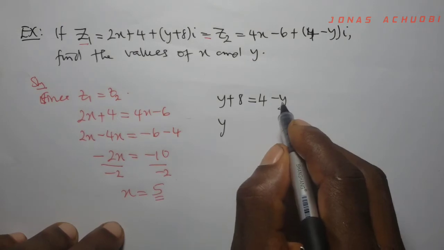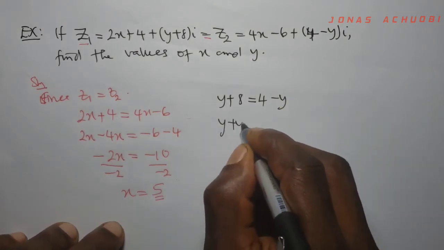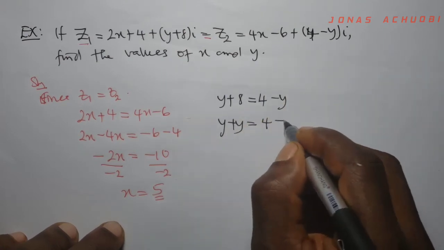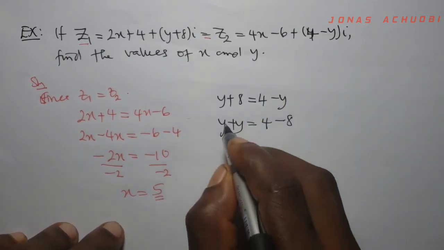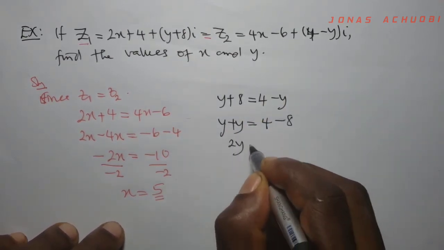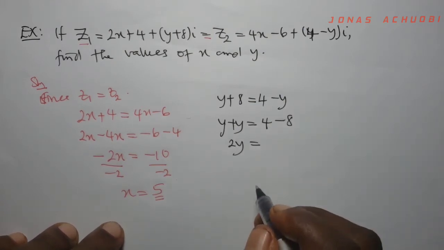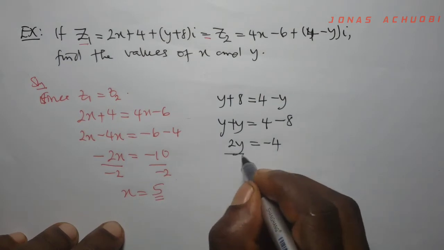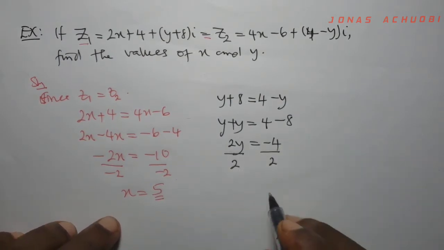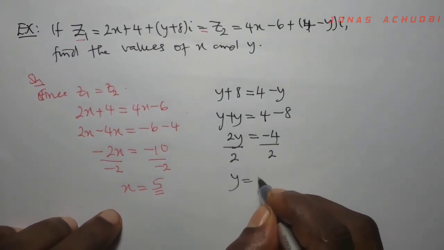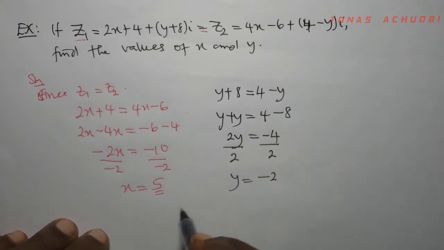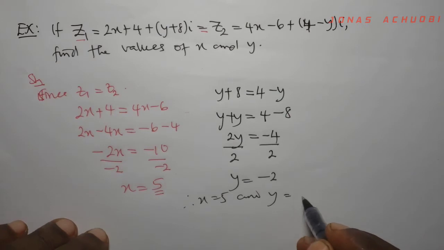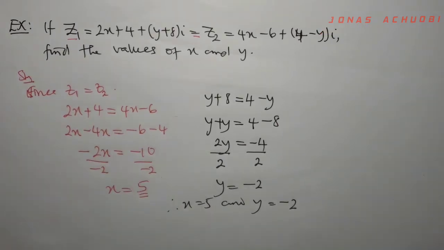So this is y, this is minus y to the left, plus y equal to 4. This plus 8 to the right becomes negative 8. So y plus y is 2y equal to 4 minus 8, which is negative 4. So if we divide both sides again by 2, we have that y is equal to negative 2. Therefore, x is equal to 5 and y is equal to negative 2.